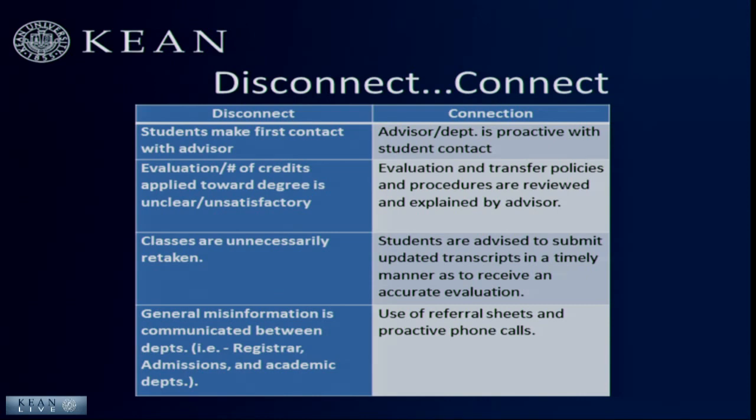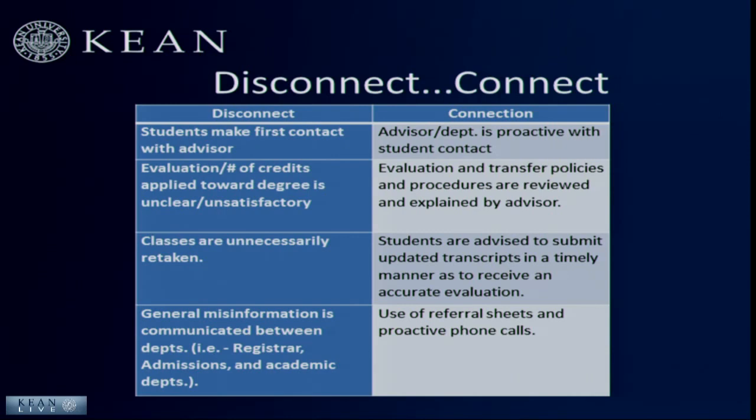The evaluation of the number of credits applied to the degree is unclear or unsatisfactory. The evaluation and transfer policies and procedures are reviewed and explained by the advisor, or the student can be referred to where those are published. Classes are not unnecessarily retaken. So many times we see this. You may see this if you're a faculty member, a student sitting in your class and they say, I feel like I took this class before. Okay, well, did you hand in your transcripts? Again, number 1 culprit, just talk to those students.